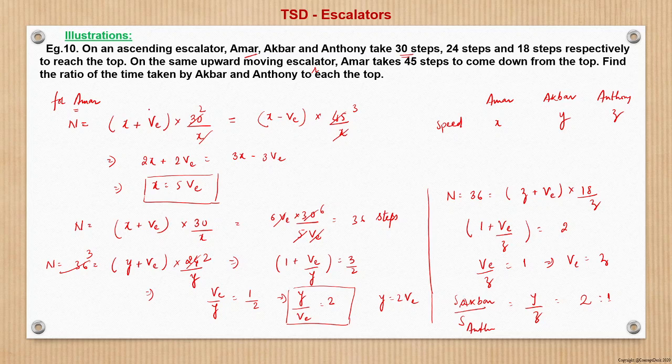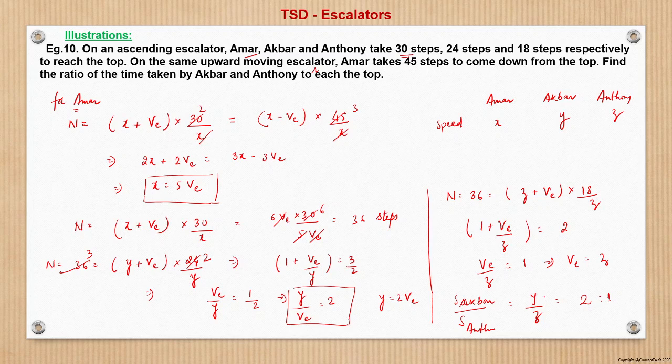We have to find the ratio of time taken by Akbar and Anthony. Now see, time taken will be in the inverse ratio of effective speed, right? Both are covering the same distance, but at a different effective speed.